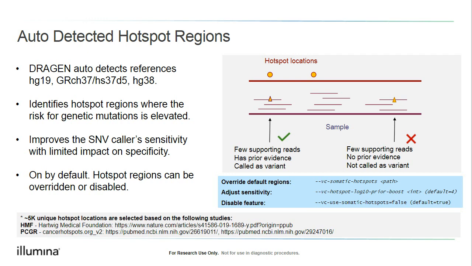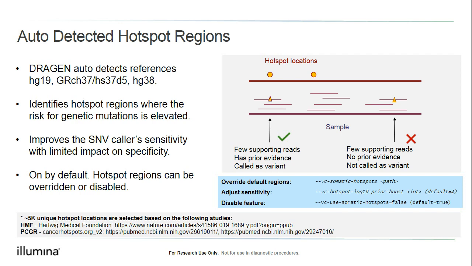What it does is it identifies hotspot regions where the risk for genetic mutations is elevated, and it will improve the SNV caller sensitivity with a very small impact on its specificity. This feature is on by default, and you can override or disable this feature if you want. On the right, we're just showing you a quick example of how this feature works.